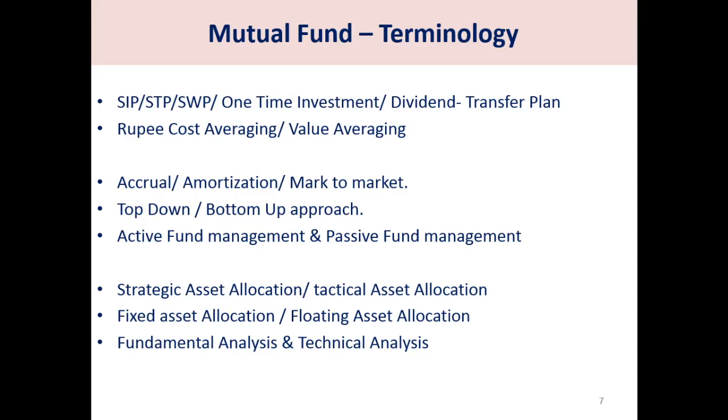And sometimes the schemes are designed by using words like strategic asset allocation, tactical asset allocation, and two other words, which are very clear and very close to the other two: fixed asset allocation and floating asset allocation. These two are very, very near to strategic asset allocation and tactical asset allocation. So these are the four words we will explain in detail. And in the last, fundamental analysis and technical analysis.